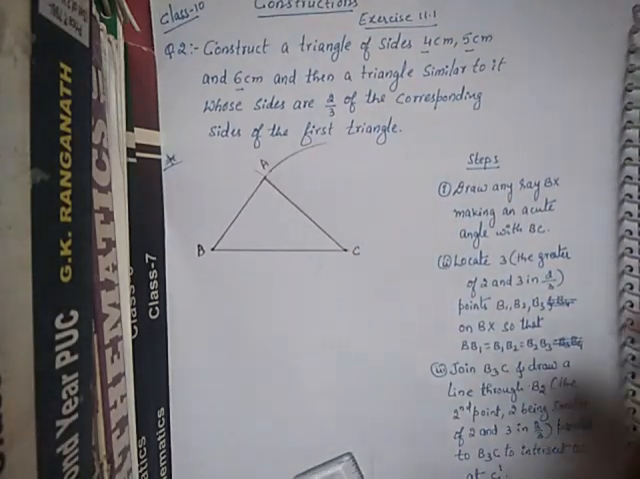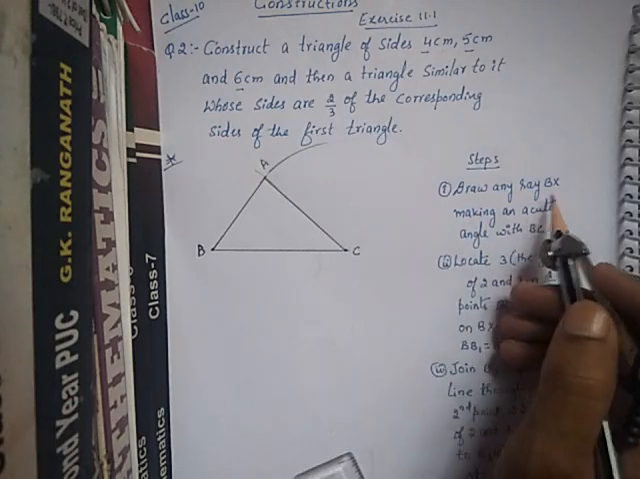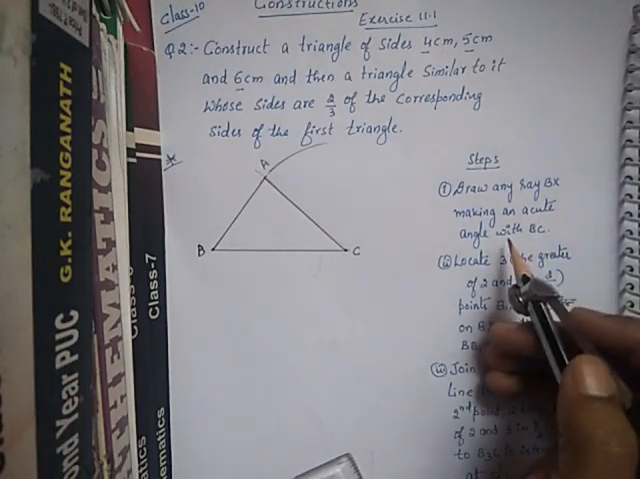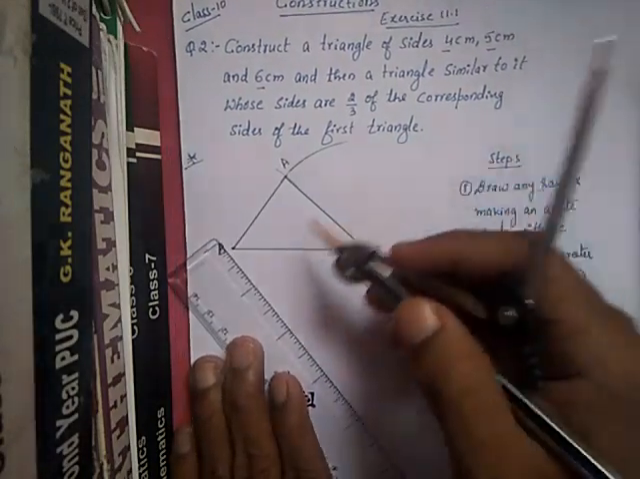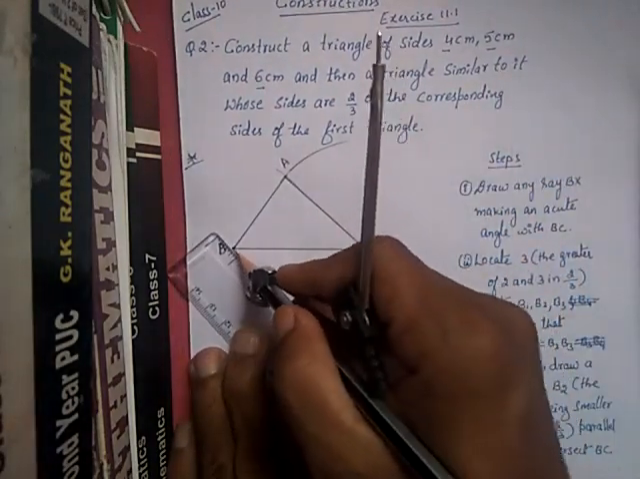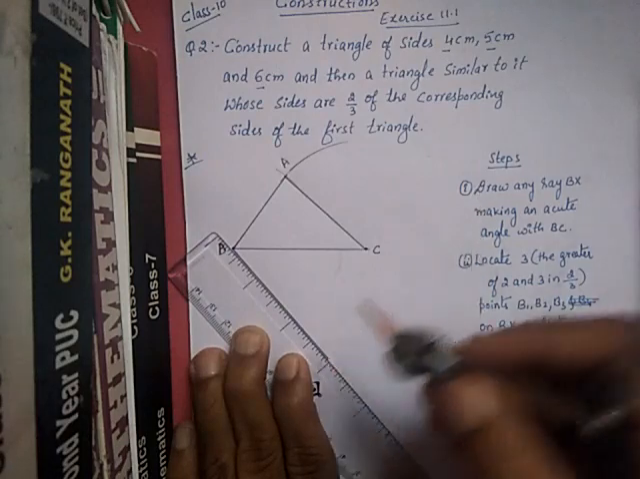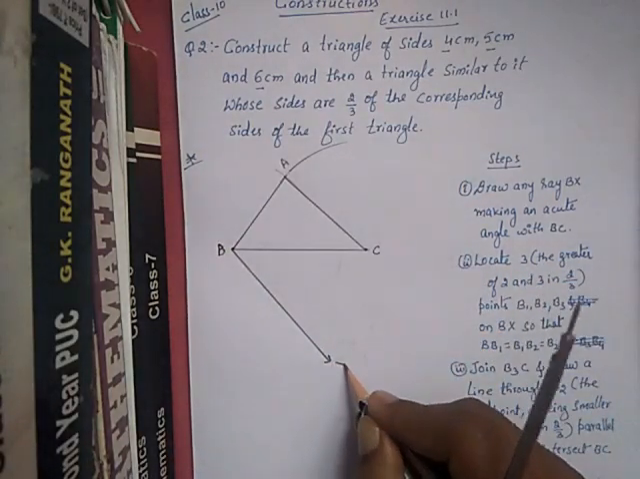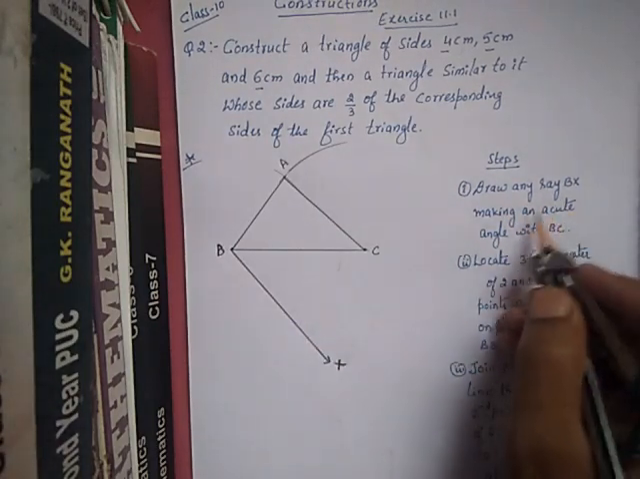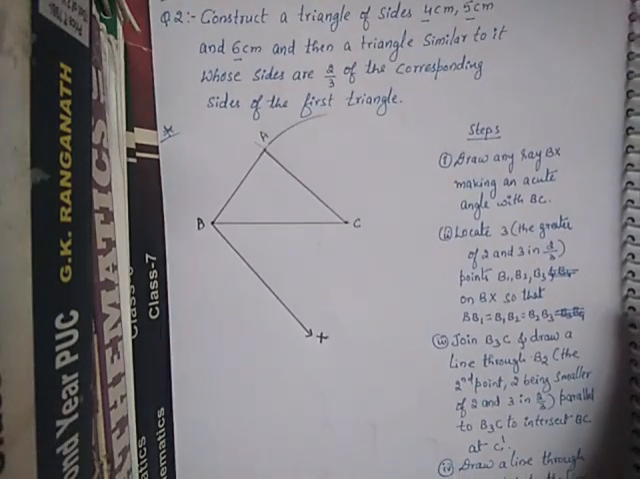Now I will write, I have written here steps. Draw any ray BX making an acute angle with BC. So this is BC, from here to here I will make one acute angle. No need to use a protractor, you can just put it like this, and you can give the name this as X also. So draw any ray BX making an acute angle with BC.